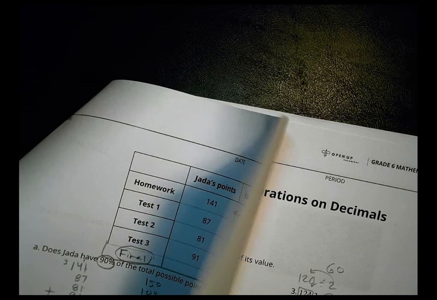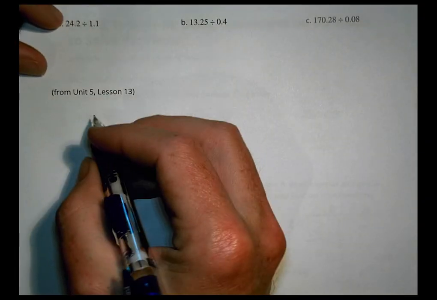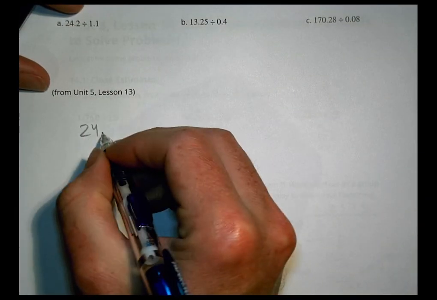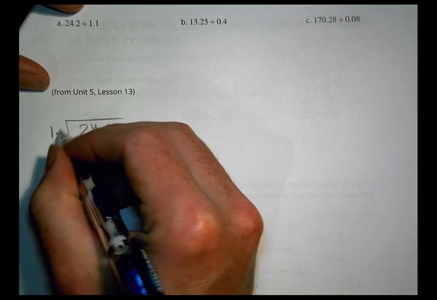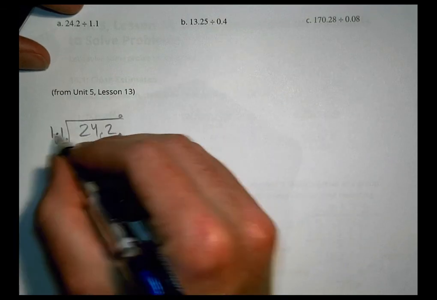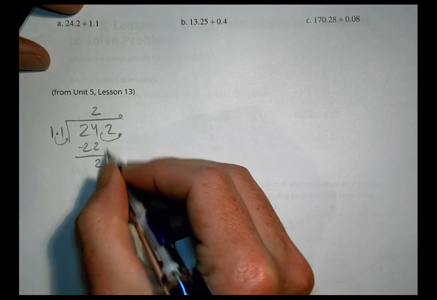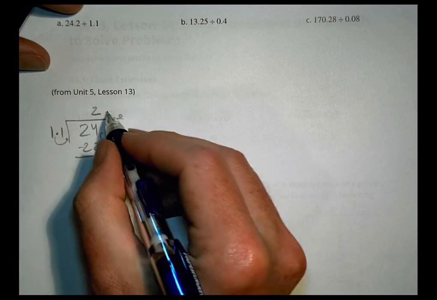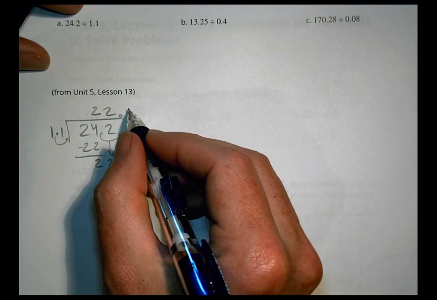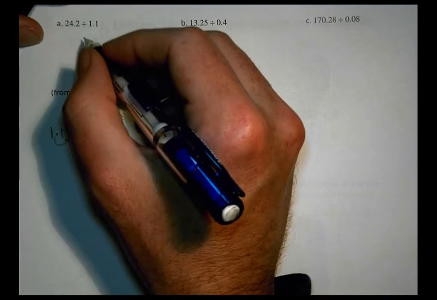Alright, we're going to find some quotients here for this last one, and that'll be our last one for this lesson, and for me, the last one for this unit as well. Alright, so here we go. We have 24.2 divided by 1.1. Move the decimal over, move it over, and put it up top. 11 goes into 24 2 times, so it's 22. We subtract, bring down the 2. 11 goes into 22 2 times, and we are done with that one. So 22 for this first one.